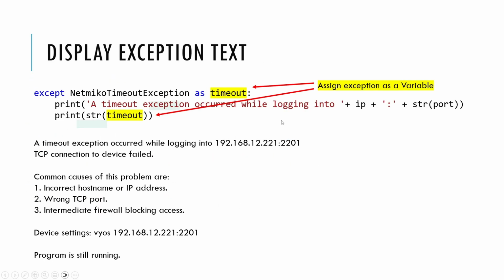So here's an example of this executing. We create the timeout exception, we give it a name, then we can reference this later by printing the string timeout. In the example here, if we gave the wrong IP address or port number, we get this message: a timeout exception occurred while logging into the IP and the port number. And then we see the actual error message text also.